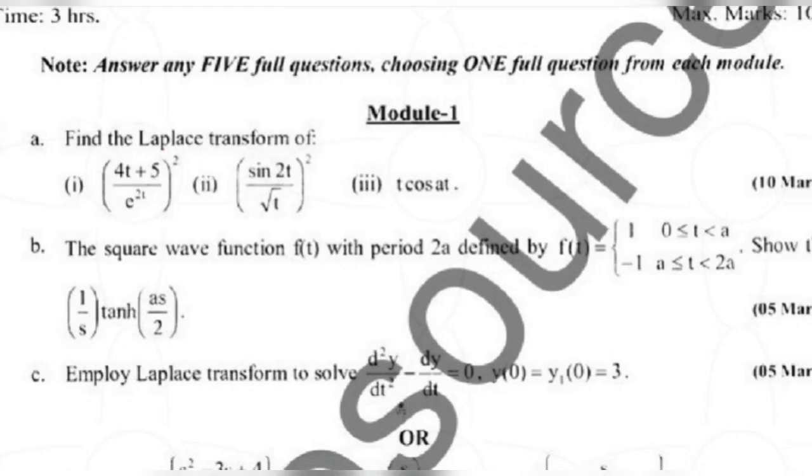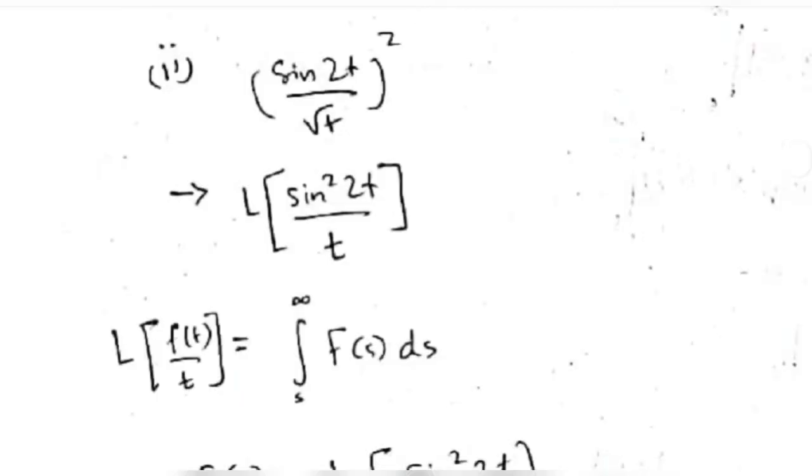The next question is a bit hard, so please pay more attention to this one. In this question we have to find the Laplace transform of (sine 2t by root t) whole power 2. Okay, for this term we don't have any standard formula, so what we'll be doing is we'll be taking the square inside, so we'll be remaining with sine square 2t by t.